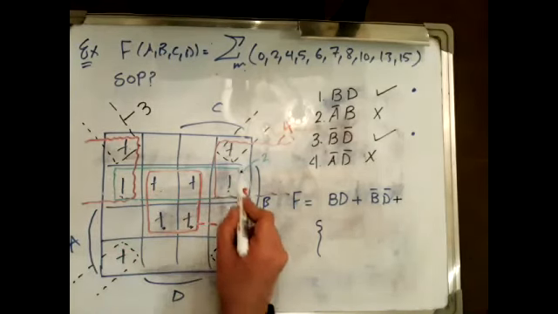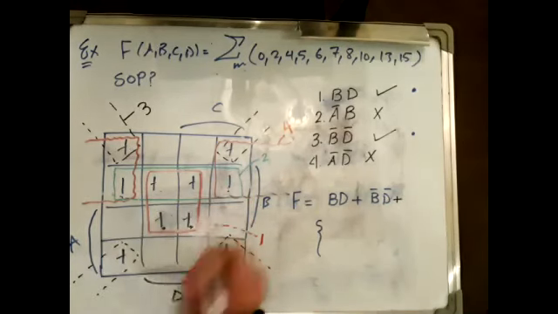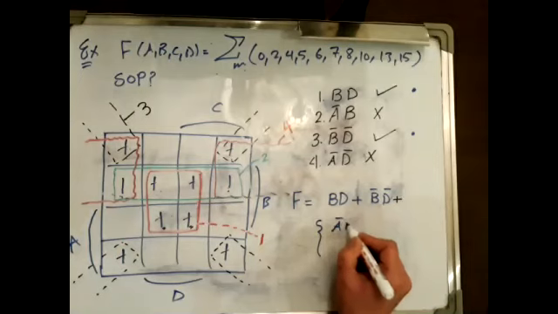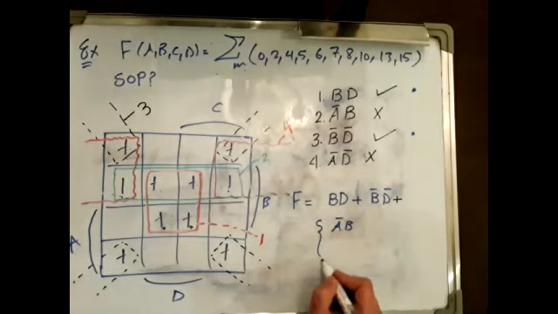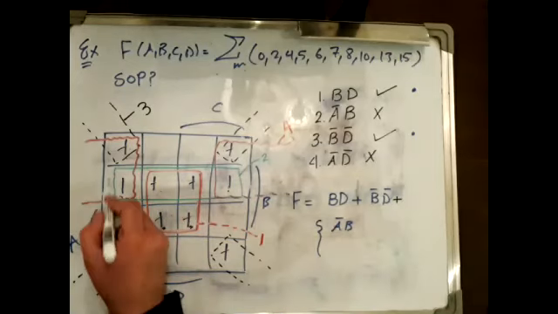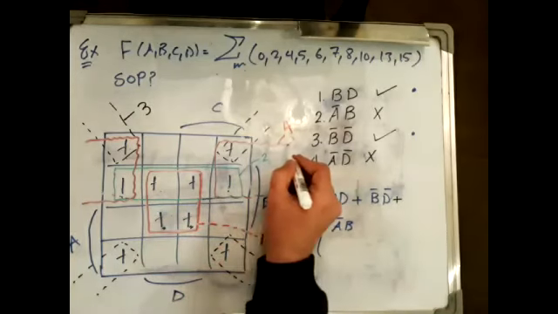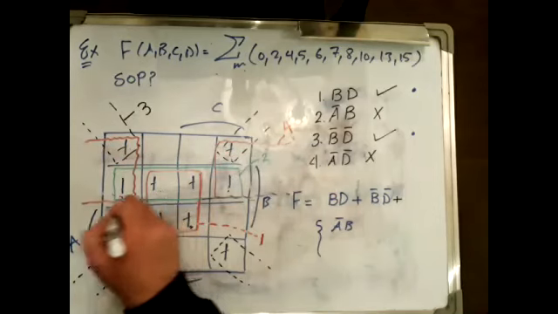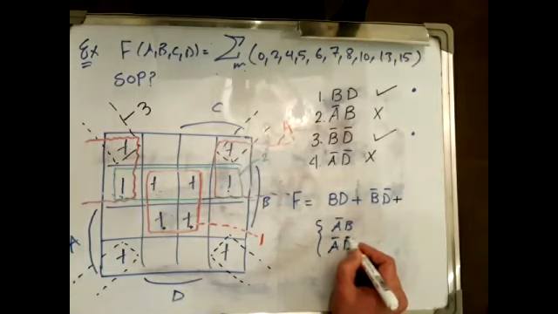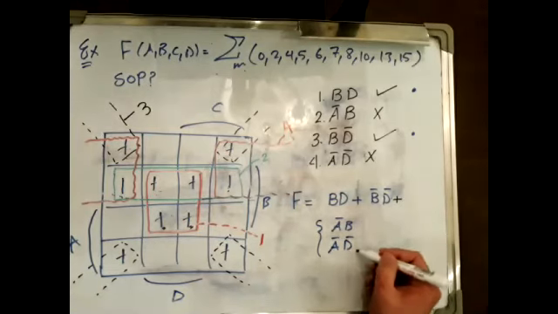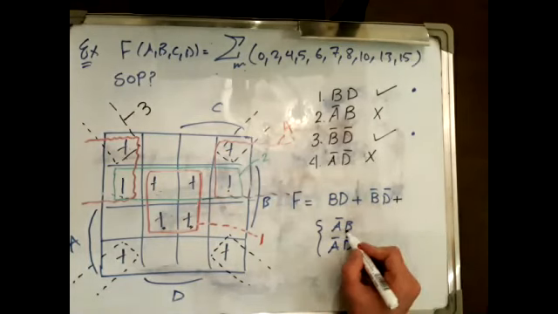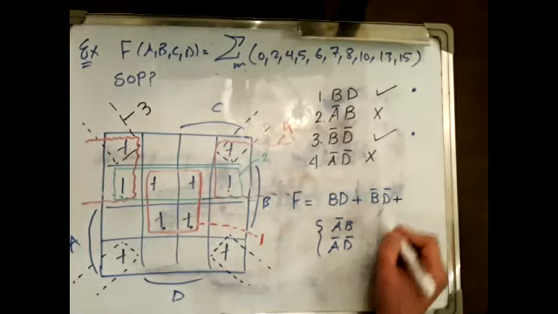We can take number 2. So we can write A bar B, with this curly bracket to indicate we can take A bar B, which is number 2, or we can take number 4 to cover these ones, which is A bar D bar. So any of these is correct. It is either this or this. It is the same.